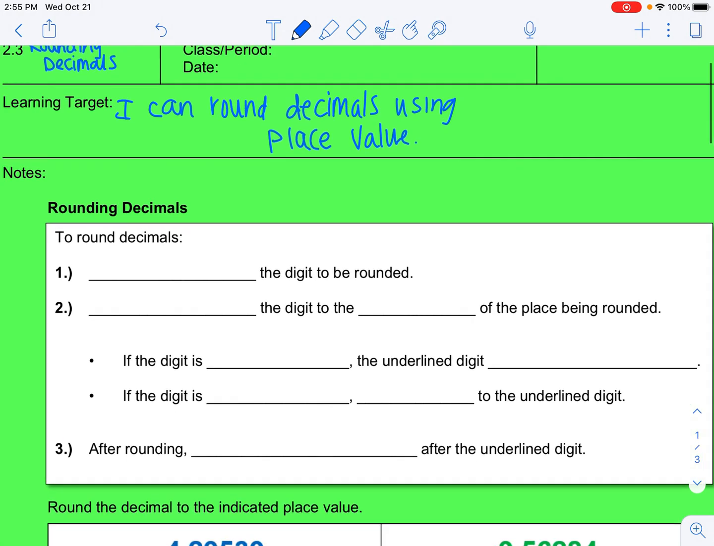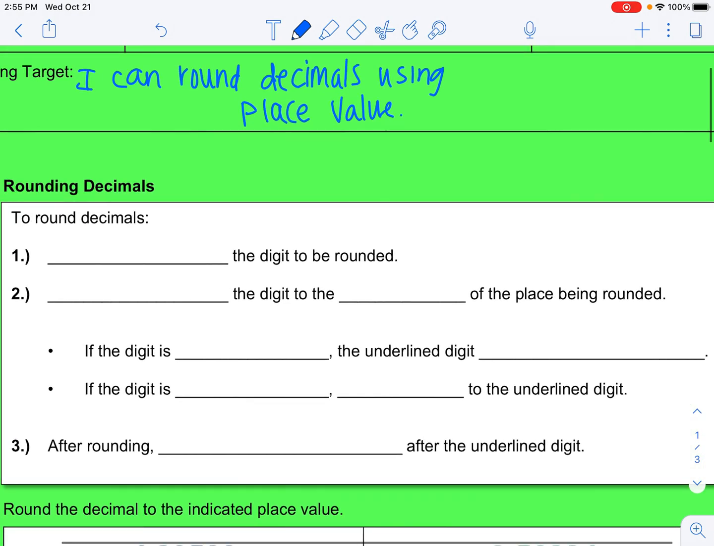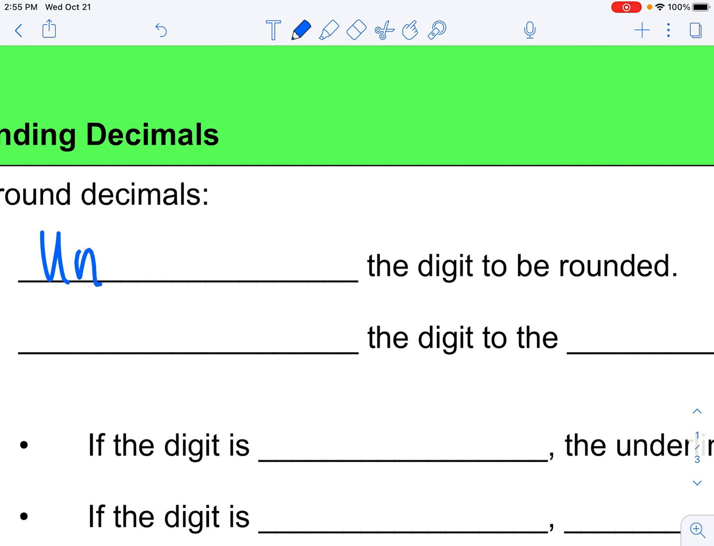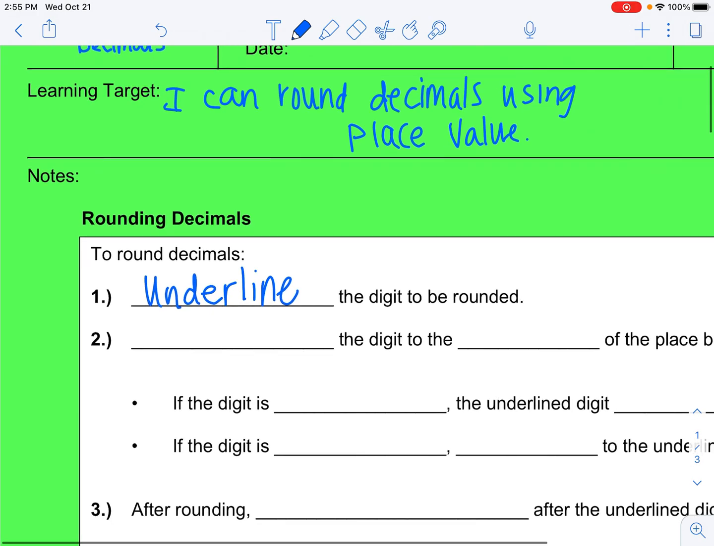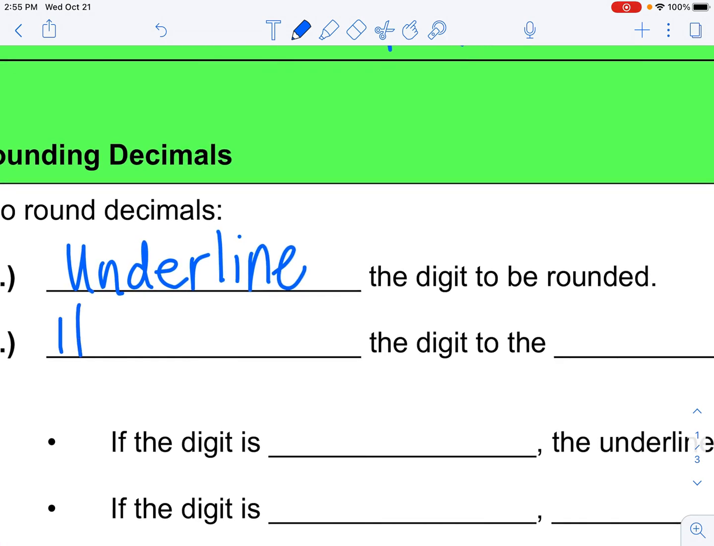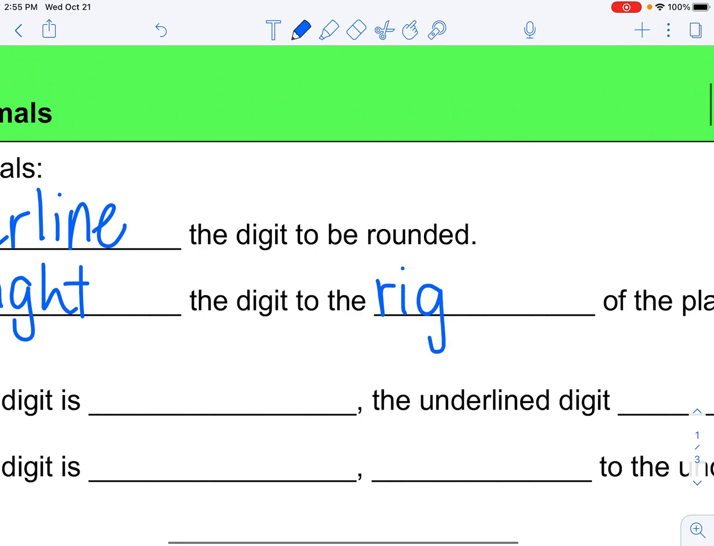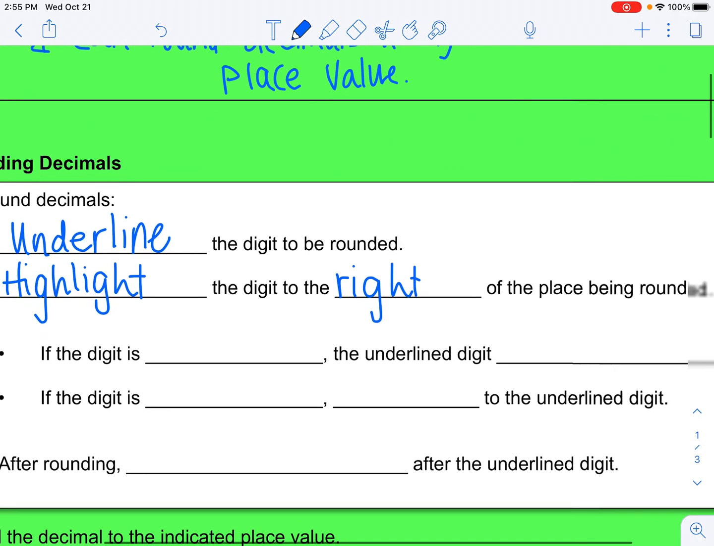Alright, so to round decimals, we are going to fill out this chart, which is going to help us as we are doing this. The first thing we need to do is underline the digit to be rounded. So you can go ahead and fill in underline. After we underline the digit that needs to be rounded, we highlight the digit to the right of the place being rounded.